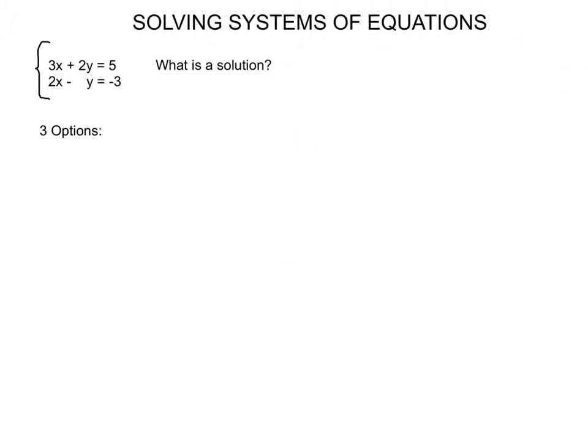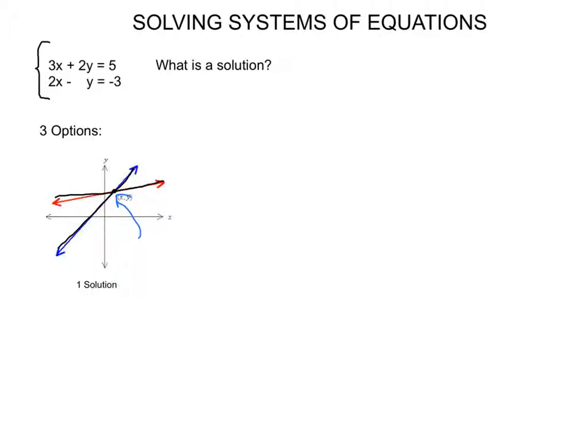So here's the deal. There are three options for what a solution to a system of equations looks like, and the best way to understand it is to go ahead and look at the graphs. So here's our first option. We have two lines, they intersect at a very specific point, that's this point right here, and that system has one solution. That is the only x and y that actually satisfies both equations.